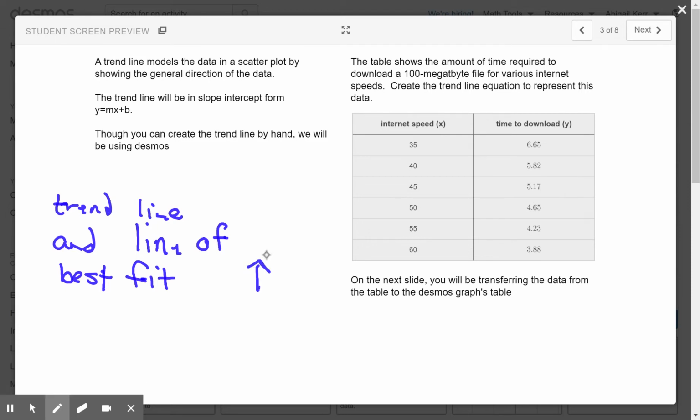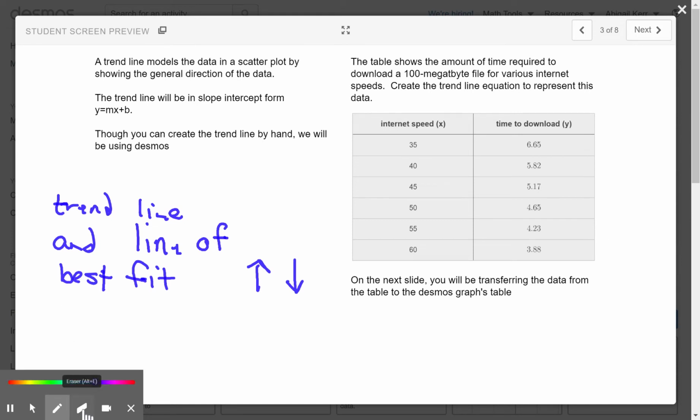All right, so that data is increasing. 35 to 60, getting bigger. But then look at the time to download. 6.65 all the way down to 3.88. So that's going downward. When you have two data sets like this, that one goes up, one goes down, you should think in the back of your mind, I think that's going to be negative because one piece of information is increasing, the other is decreasing. So let's see if we are correct in that assumption.